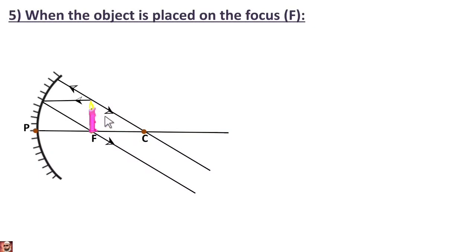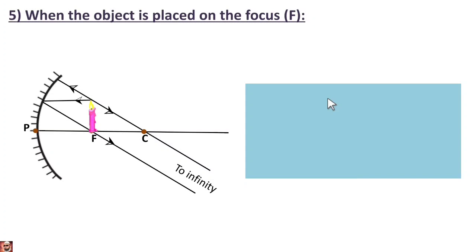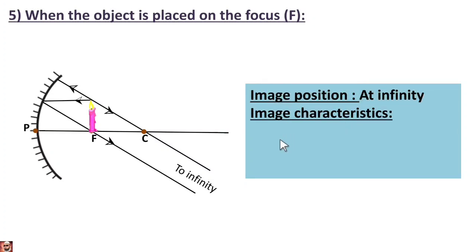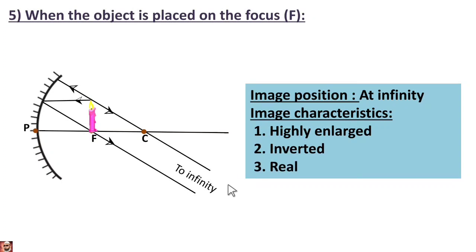You see that here, if you extend these two reflected rays, somewhere at infinity they are going to meet. So at that point the image is formed. So, writing the image position: the image position is at infinity. The characteristics are here. It is a highly enlarged image, very highly enlarged, and inverted, and it is formed outside of the mirror. So that's why it is a real image. It means we can catch the image on the screen.